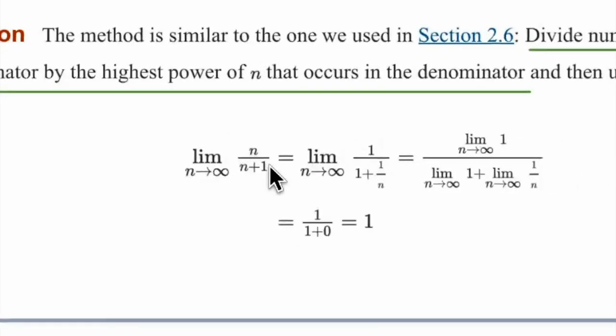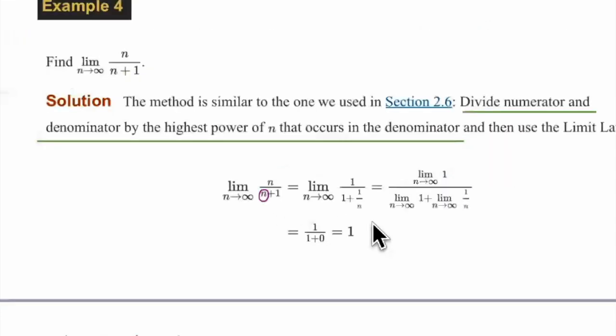You divide up and down by the highest power in the denominator, which is this n. So divide by n up and down. You get 1 over, n divided by n gives 1, and dividing by n here you get 1 plus 1 over n. As n goes to infinity, 1 over n goes to 0. So you get 1 over 1 plus 0, so it's 1, right? So the limit is 1.